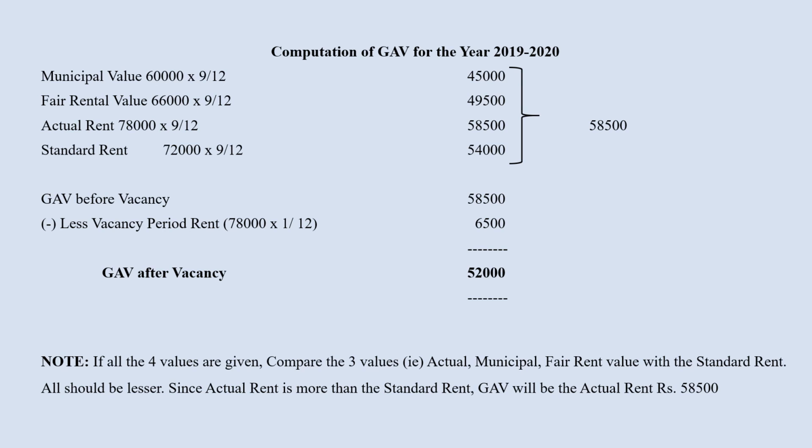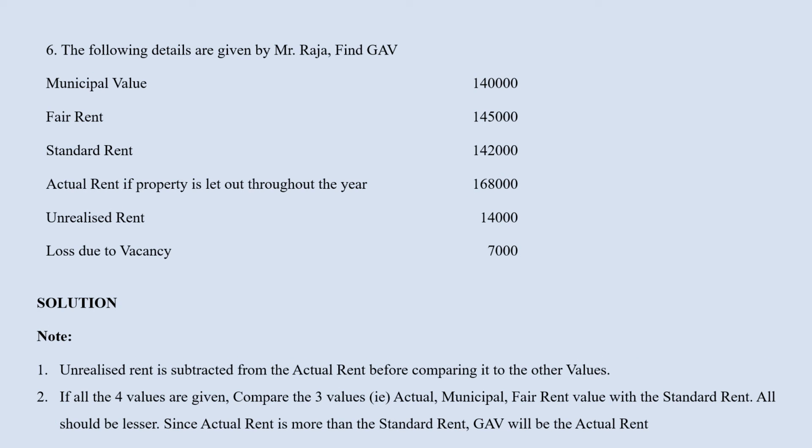Okay, in the sixth sum, we have another extra point added. The sum is almost the same, that is municipal value is given, fair rental, actual rent, standard rent, everything is given for a year. Unrealized rent is given and loss due to vacancy is also given.